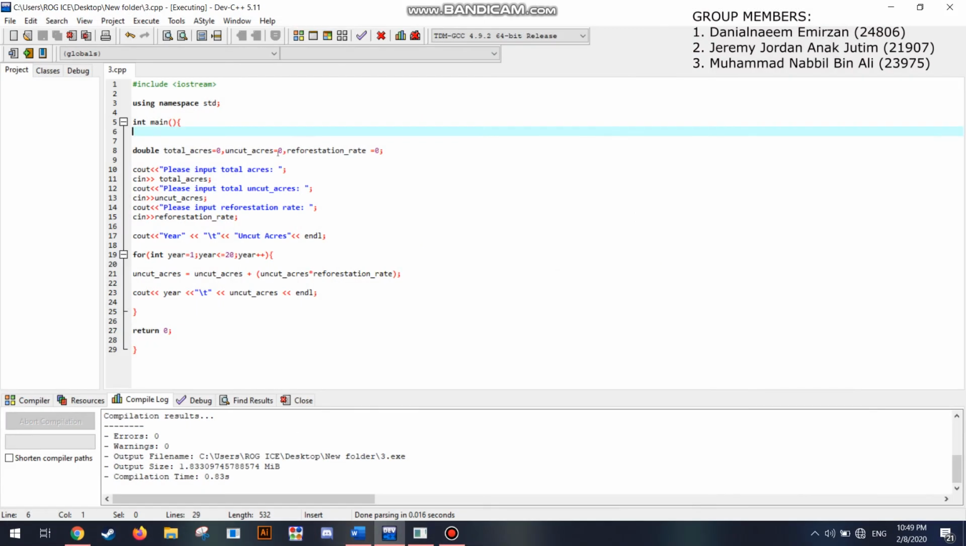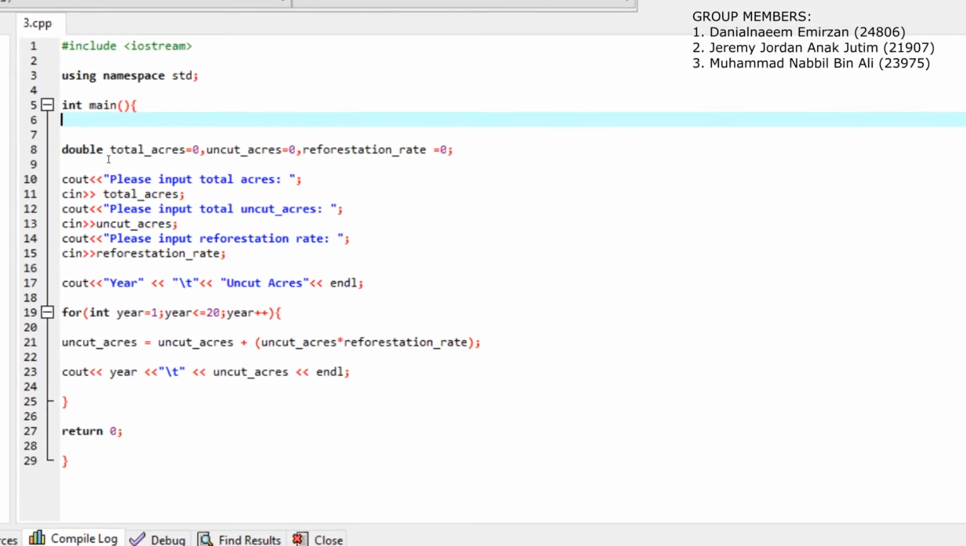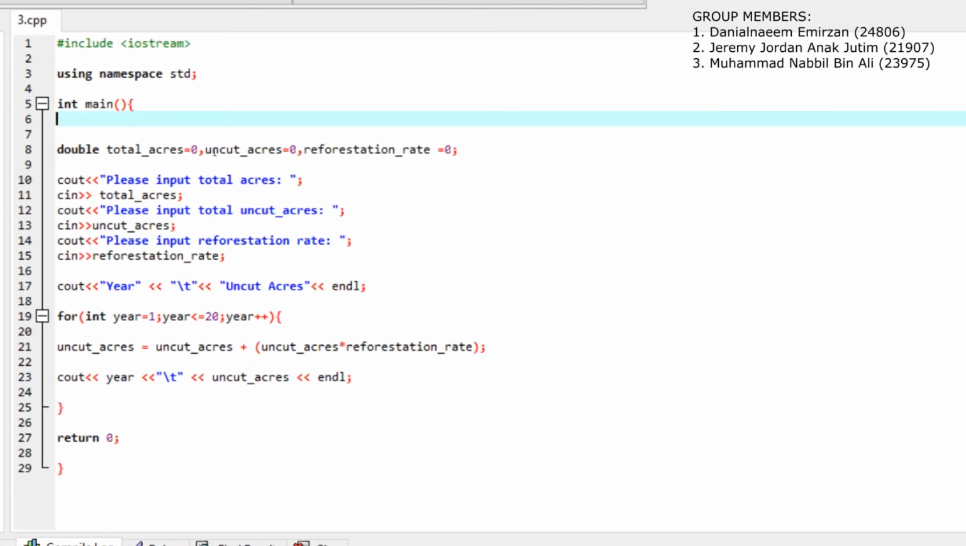So back to question 3 program. The program will declare the variables of the total acres, uncut acres, and the reforestation rate. And then the program will seek the user input of the total acres, total uncut acres, and the reforestation rate from the user. And for this line, the year \t uncut acres is for the label of the table for the next part, which I will show you later.